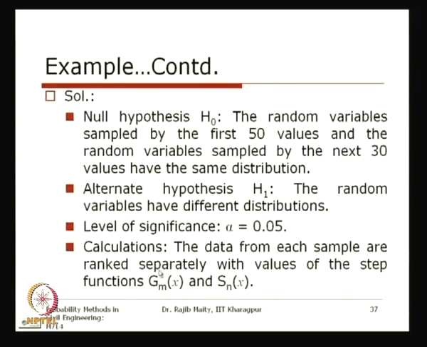The calculation that we have to do is that the data from each sample are ranked separately. So we have to sort it. In the last example it was already sorted and that data was supplied, but here we have to sort it. First we have to give the rank, and from there we have to calculate their respective cumulative distributions. So both are step functions.